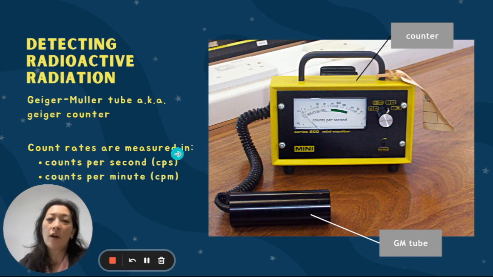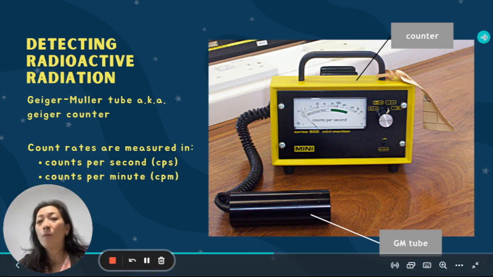So we have these two options because if it's extremely radioactive, it can give quite a high number every second. But if it's not that radioactive, that means there's less counts per second. So we count it per minute over a span of 60 seconds instead. So either one works, depending, of course, on the level of radioactivity that we are detecting.